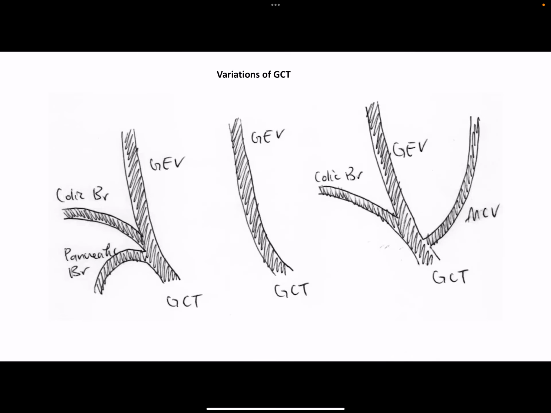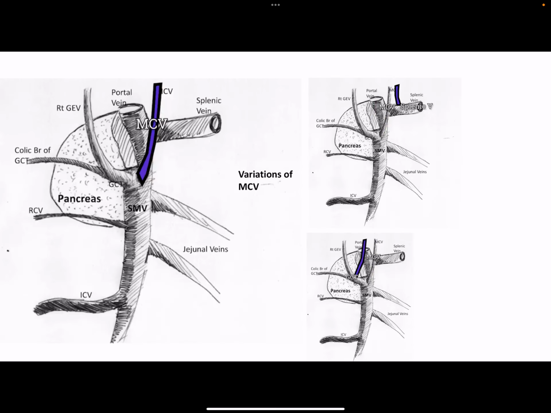It can happen that there is a trifurcation variant, that is the pancreatic branch, this is the colic branch, and the gastroepiploic vein. Sometimes only the single gastroepiploic vein may be present, or even the middle colic vein may be draining into the gastrocolic trunk. So different variations we have to find out during the surgery.